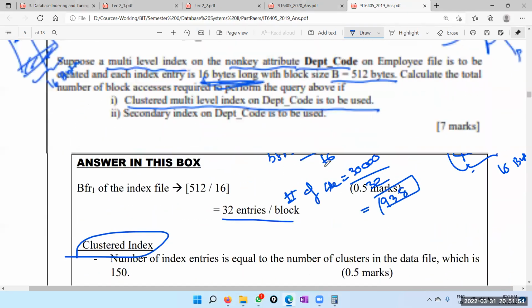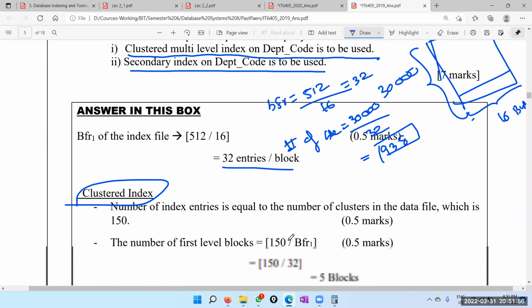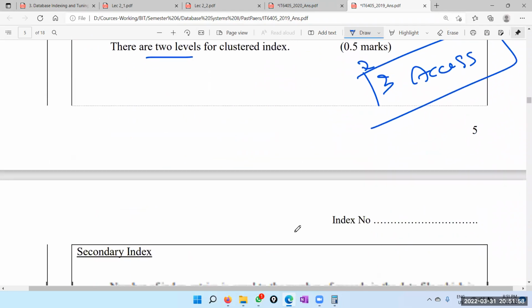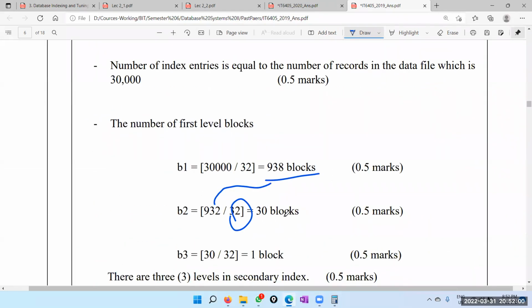Block factor is 32. So then that value again you divide by 32. If it is bigger, right? Because it's not more, it's bigger than 1. So this divided by 30.